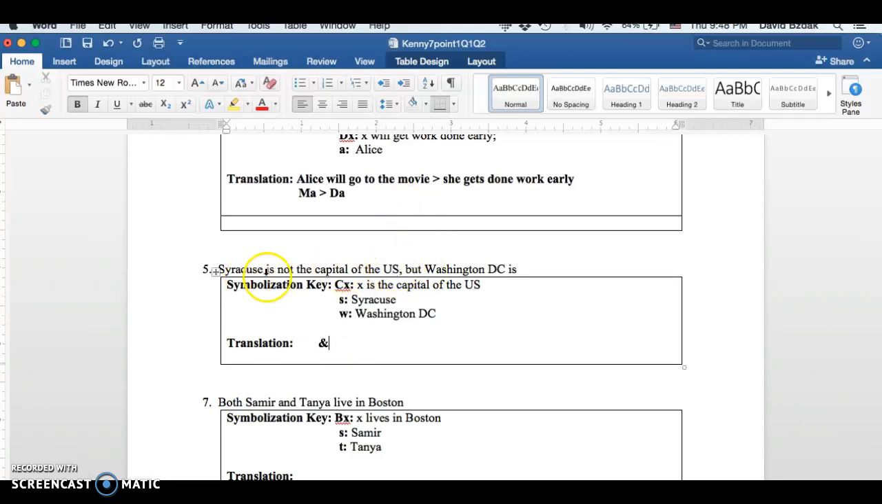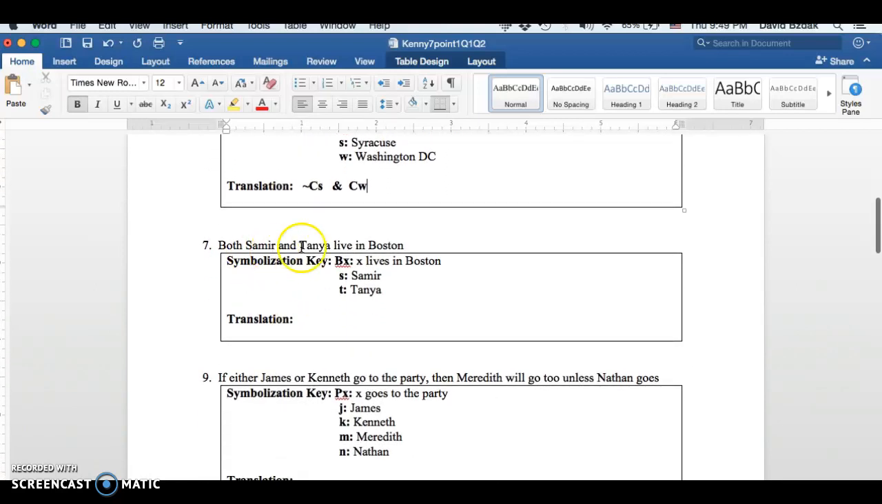So the first part of the sentence, Syracuse is not the capital of the U.S. So our predicate for is the capital of the U.S. is uppercase C, and we're talking about Syracuse. But again, we're saying it's not the capital, so we need the negation in front. So Syracuse is not the capital of the United States, but Washington, D.C. is, meaning is the capital of the United States. So again, we need uppercase C, lowercase w. All right, we're saying Washington, D.C. is, so no negation here. Syracuse is not, so negation there.